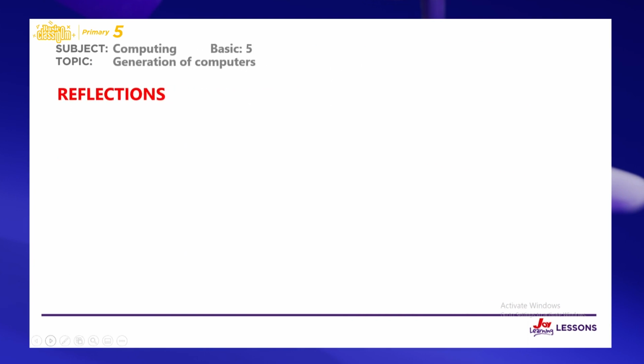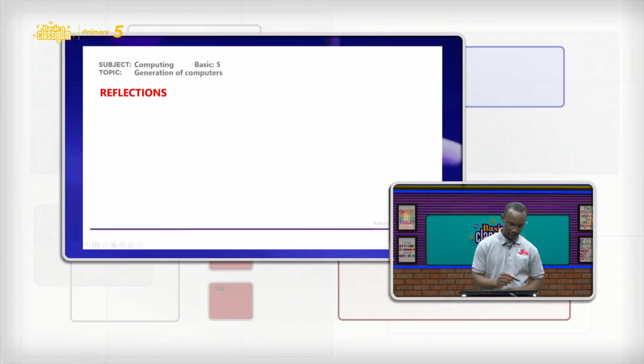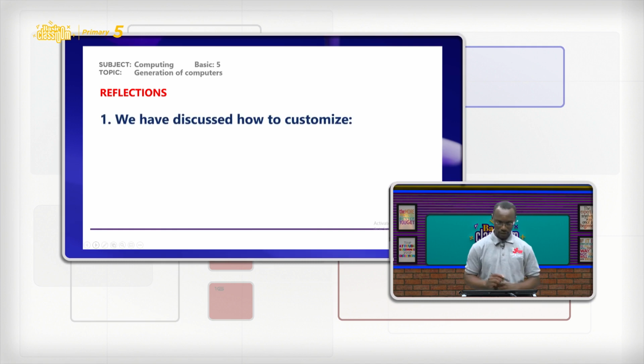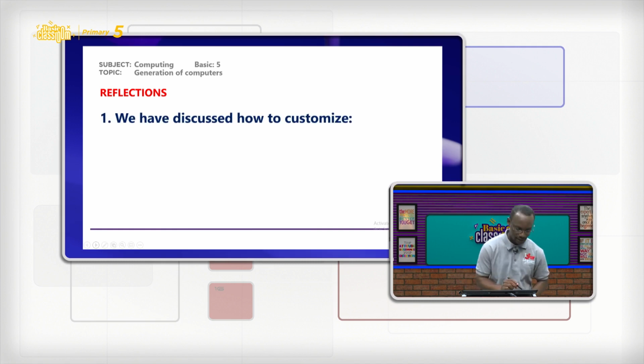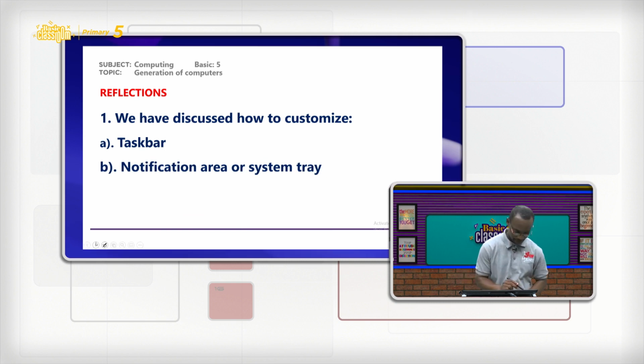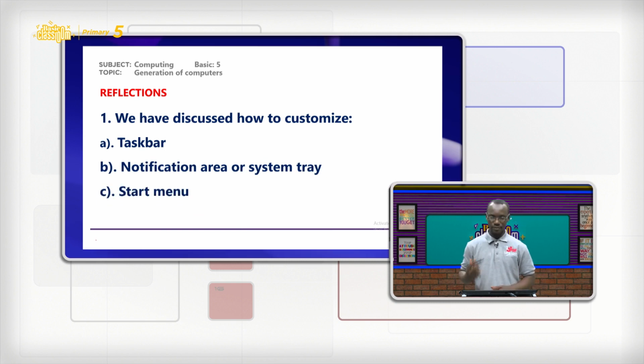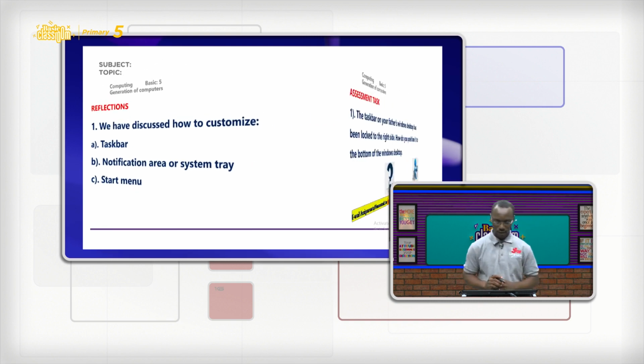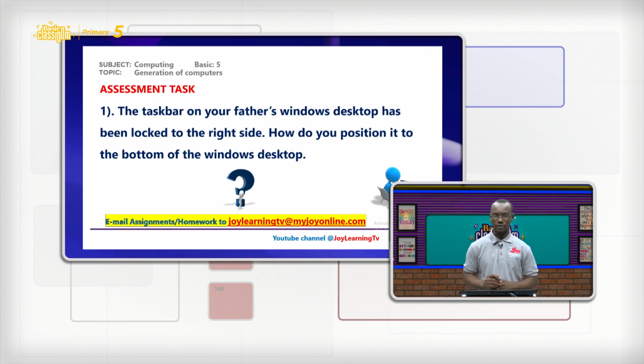Right, so let's look at our reflection so far, what we have achieved or done today. We have discussed how to customize the taskbar, notification area or the system tray, then the Start menu. So these are the activities that we have performed today. Let's move on and look at our assessment tasks for today.